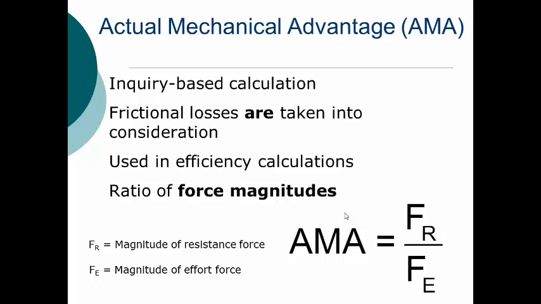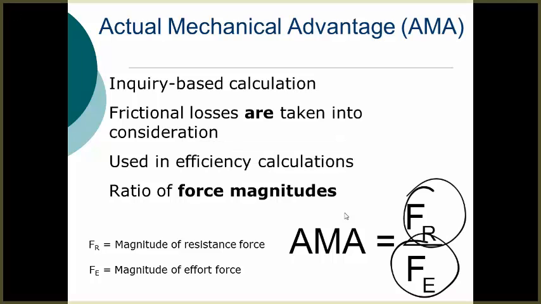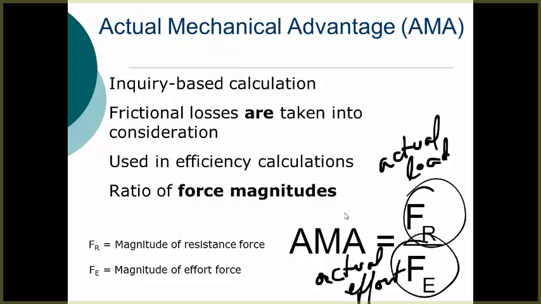Now, our actual mechanical advantage is an inquiry-based calculation. So in other words, we're having to take measurements of our actual machine in order to figure out what kind of friction losses happened along the way. Our actual mechanical advantage can only be found by taking the force of the load over the force of the effort. Okay, so how much load, the actual load I lifted, over my actual effort. These two numbers, again, the units are going to cancel, so I'm left with a unitless number.